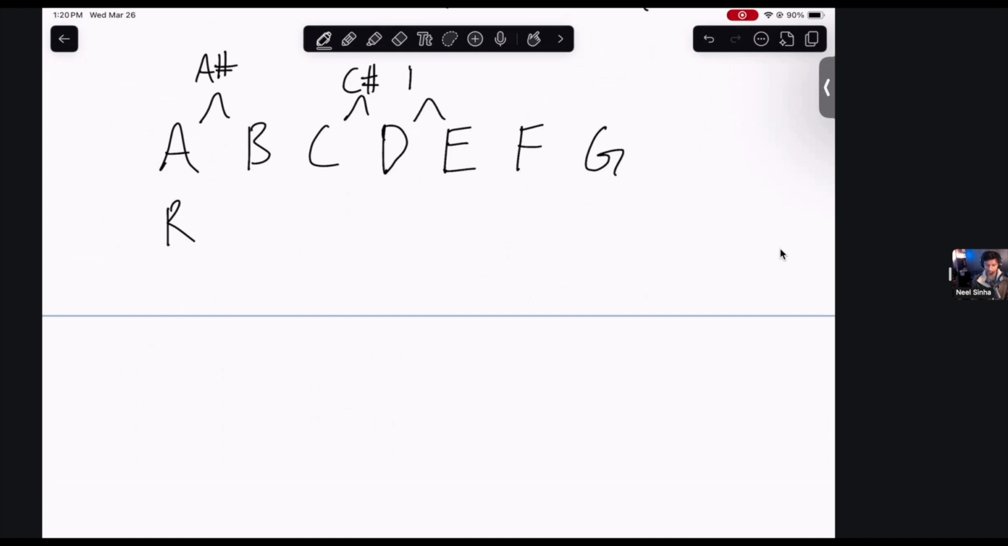Between D and E, D sharp. Between F and G, F sharp. Between G and A, G sharp. Okay, so that's all the notes that exist in music. We know that the bottom layer here is the minor scale.